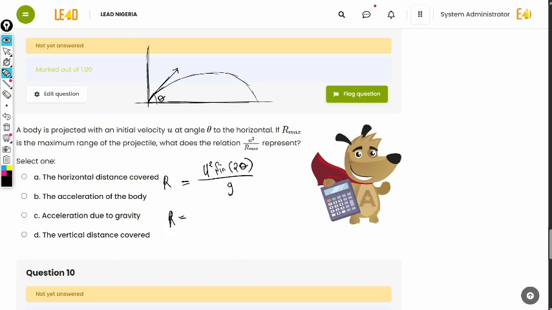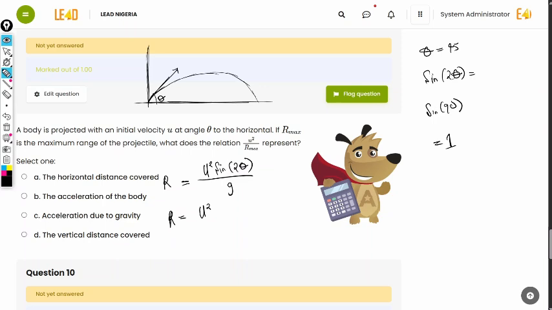So anyway, we know that when R is R max, it's going to be u squared over g, so sine 2 theta becomes 1, again because theta is 45. So sine 2 theta would be equal to sine 90, which would give you 1. And 1 is the maximum value you can have for sine. Alright, so that's proven mathematically.